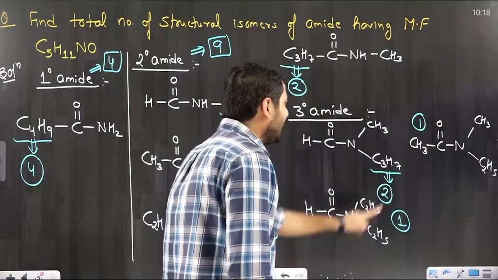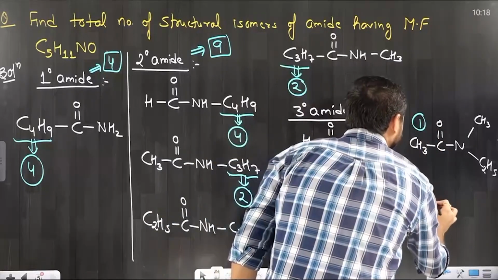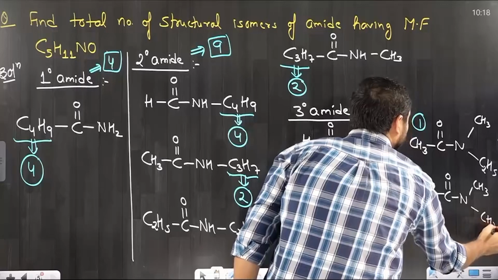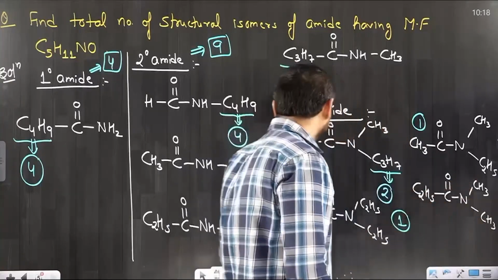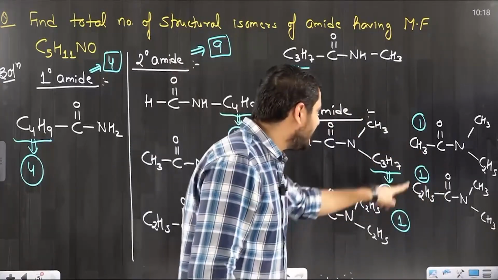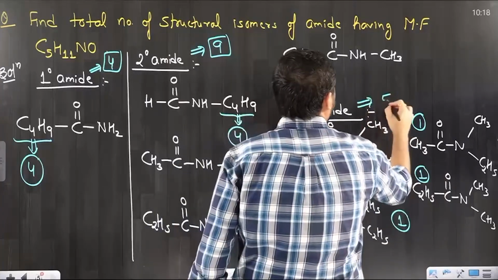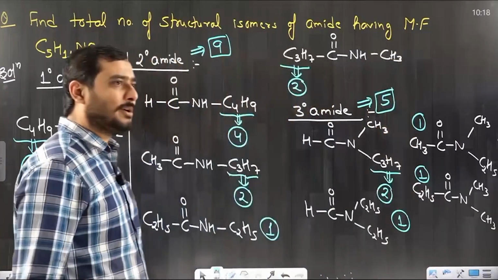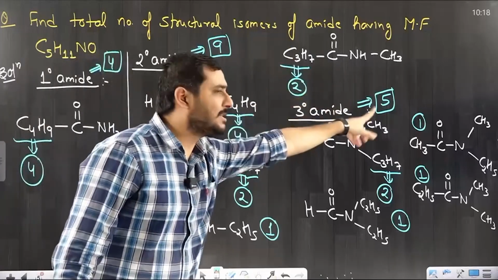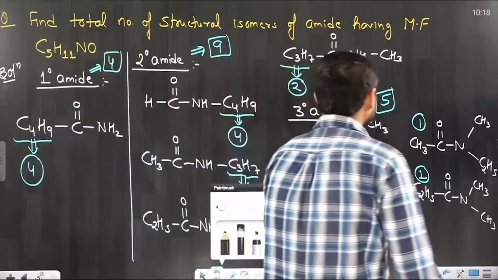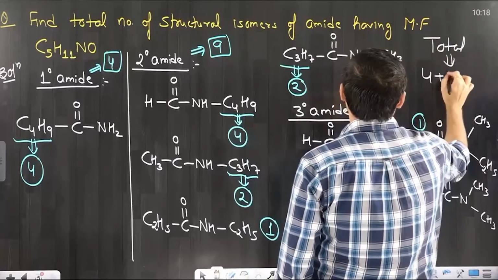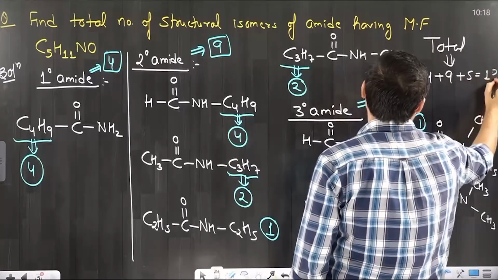Next case I can take, in place of CH3, what can I write? C2H5, C double bond O, N. Here what is left now? CH3 and CH3. Total 5 carbon atoms: 2, 3, 4, 5. How many structures are possible? One possible structure. So if you count, how many tertiary amides are possible? 5 tertiary amides are possible. So the total answer for the number of isomers is 4 plus 9, 9 plus 5, total 18.